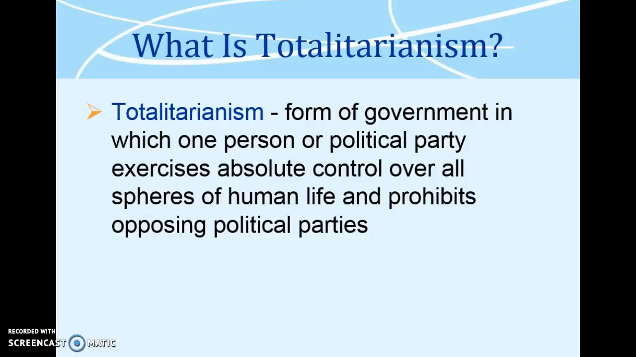What is totalitarianism? Totalitarianism is a form of government in which one person or political party exercises absolute control over all spheres of human life and prohibits opposing political parties.